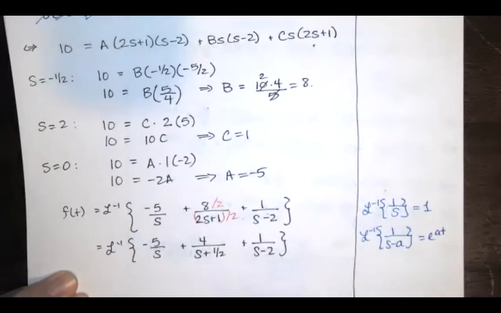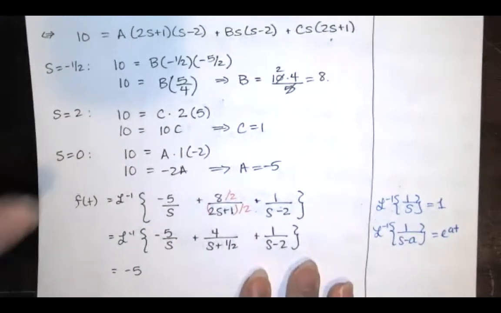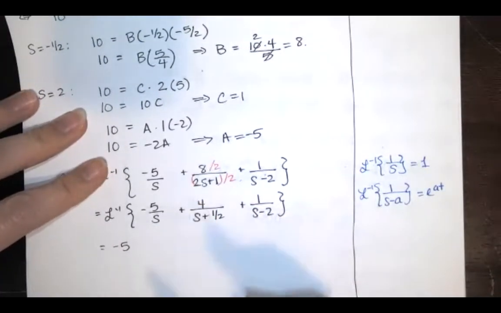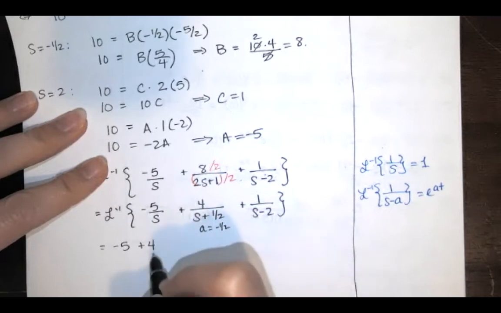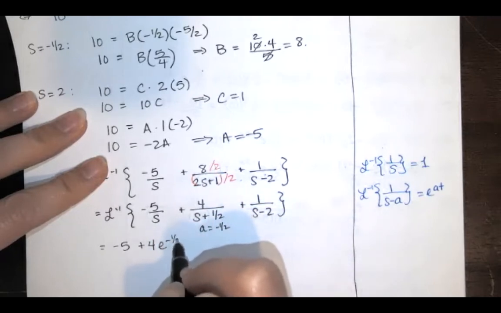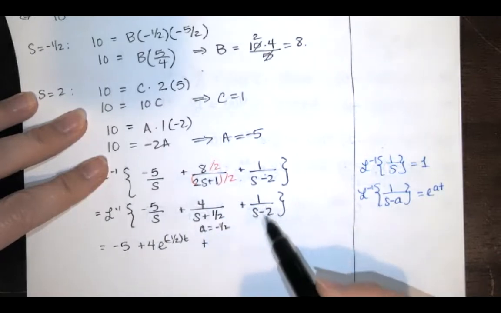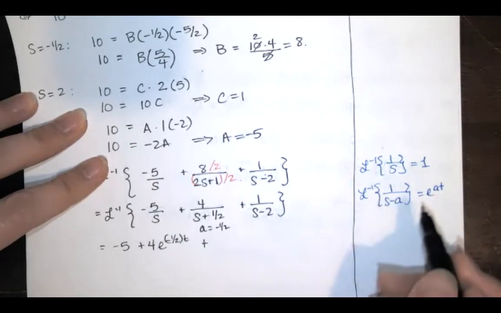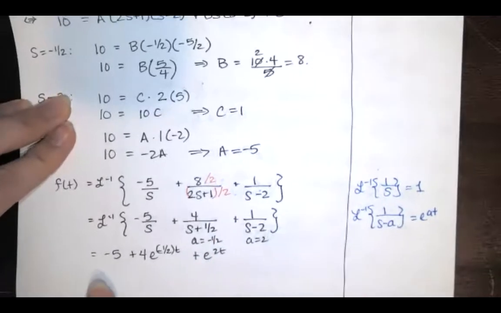So this piece is going to be negative 5. You could factor out the 5 if you wanted to. You'd call it negative 5 times 1 over s. And then we'd have a 4, bring that down, times 1 over s plus 1/2. In this case, a is equal to negative 1/2. So we'll have 4 times e to the negative 1/2 times t. And then the last one is 1 over s minus 2. The inverse transform is e to the at. A is 2 here, so we'll have e to the 2t. That's our f of t.